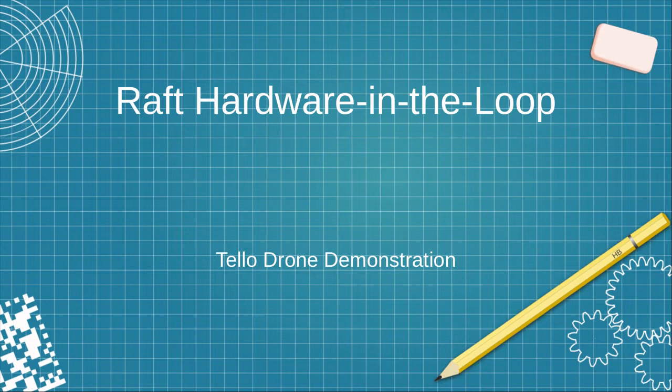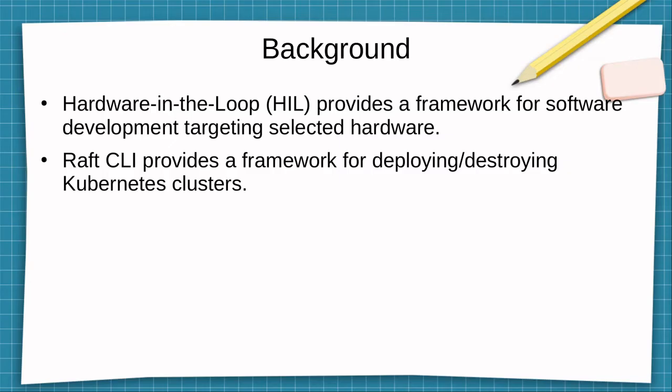This video will discuss and demonstrate how Raft's Hardware in the Loop project can be used to test software before it is deployed to a hardware device. Hardware in the Loop, or HIL, is designed to provide a software framework to allow developers to deploy code to a software simulation of a real-world hardware device. This allows them to validate the code before deploying to the hardware, thus reducing errors in troubleshooting.